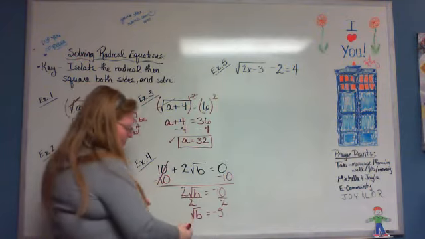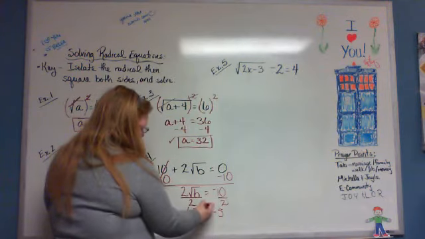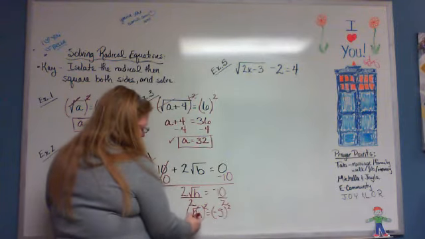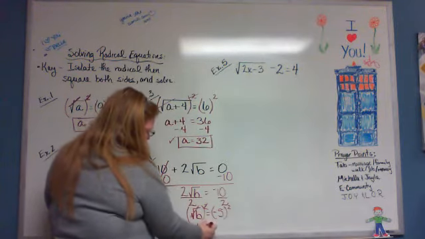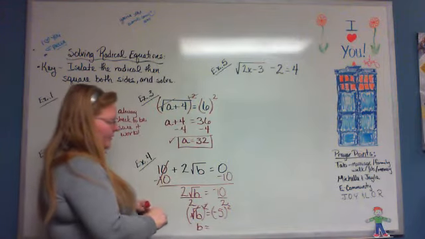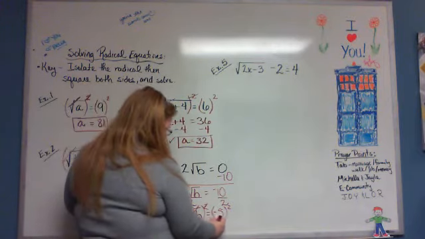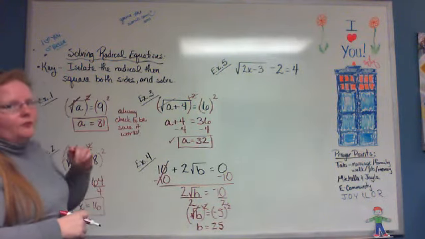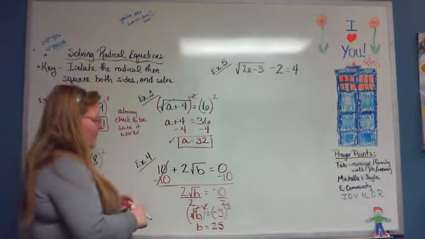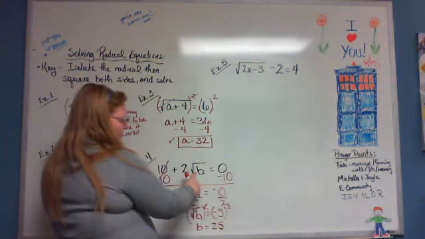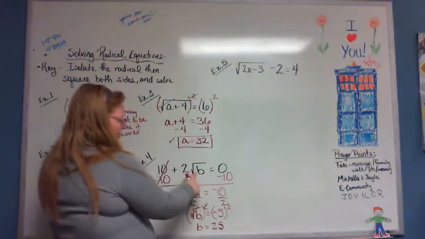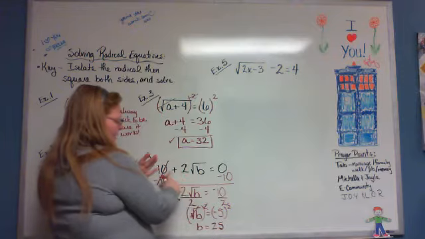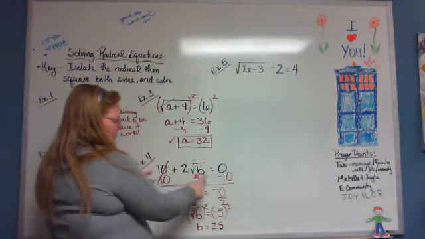Then I have to square both sides. Now that I've got the radical by itself, I can square both sides. That cancels that out, and I'm left with b equals negative 5 squared, which is a positive 25. But we have to check it. So back into the original. Square root of 25 is 5. Times 2 is 10. And 10 plus 10 is not 0.